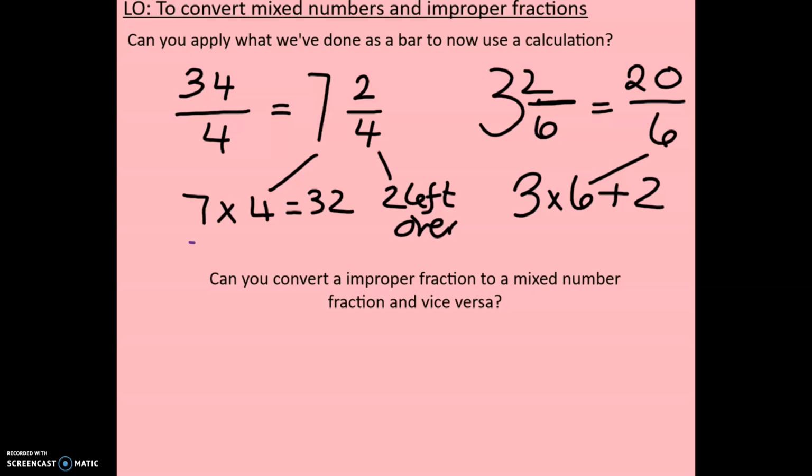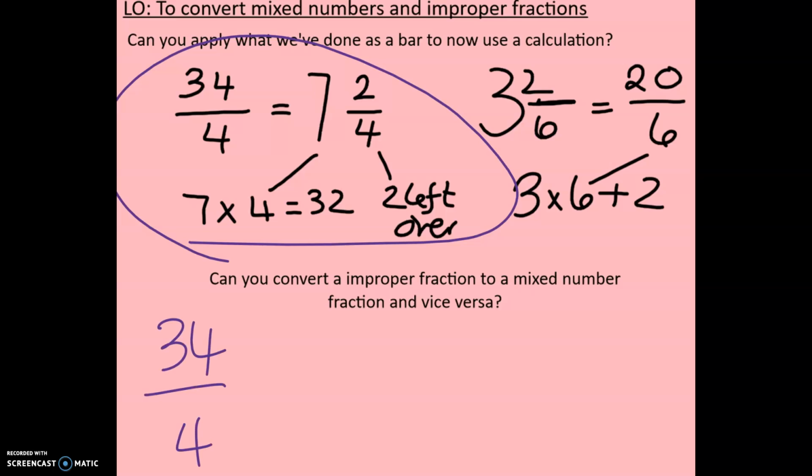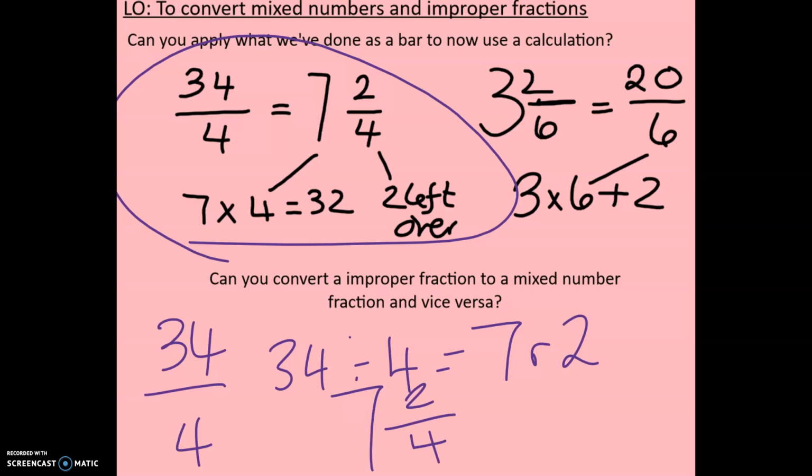If you look up here at 34 quarters, to work out how many wholes I'm going to get, I'm going to see how many times 4 goes into 34. So 34 divided by 4. Now I know that 8 times 4 is 32, so 4 is going to go into 34 8 times, and there's going to be 2 left over, which means I'm going to have 8 wholes and 2 quarters left over. Okay? Let me show you another example.